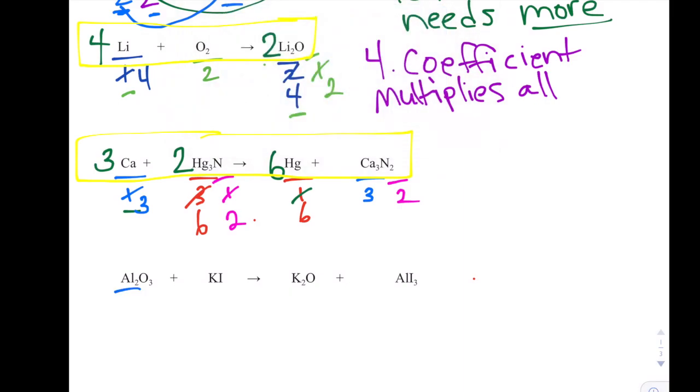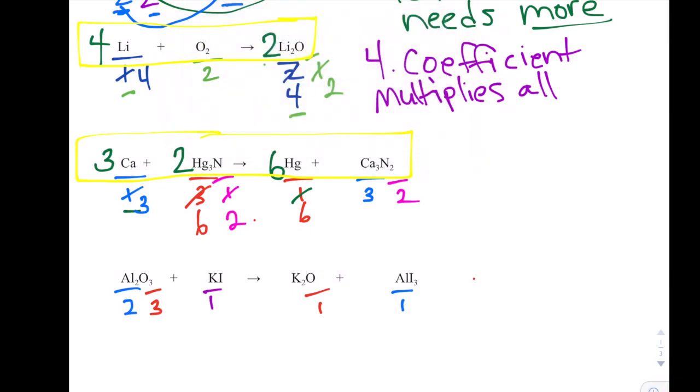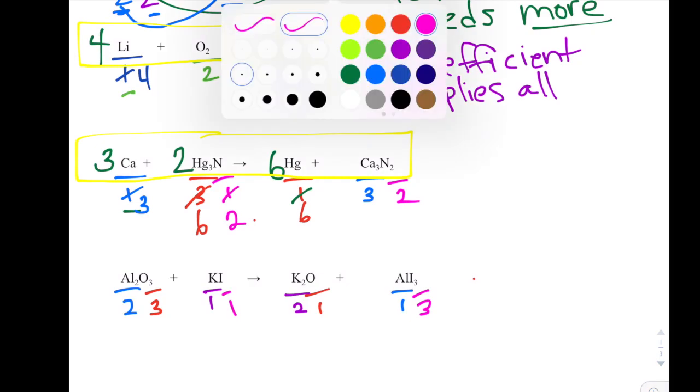One more. Al2, jump over, Al1. Notice there's no subscript there. It's AlI3, so there's only one Al. O3, jump over, O1. K1, jump over, K2. I1, jump over, I3. Now everything's bonded to something, so we don't really have an element that we should wait on.